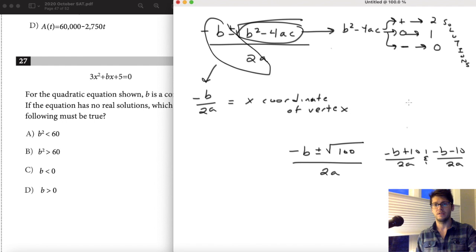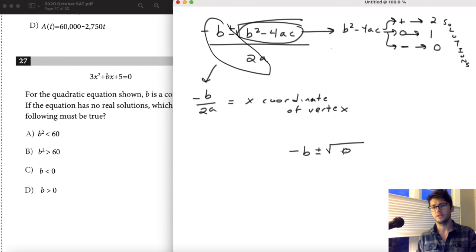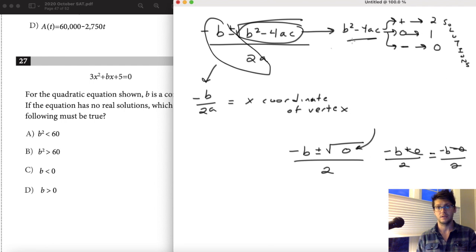Now, if this were a 0, you only have one solution because you would have negative b plus the square root of 0, which is 0, over 2. That's the same as negative b minus 0 over 2. The zeros don't change anything, and so you have one solution if you have 0 as your discriminant, b squared minus 4ac. This thing I'm doing down here, remember, that's just this piece.